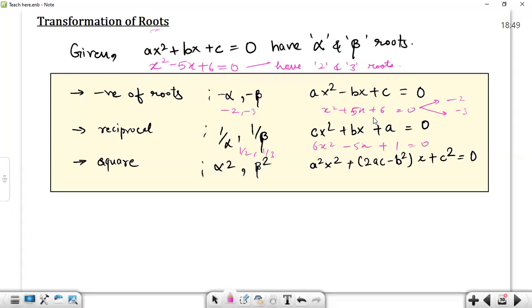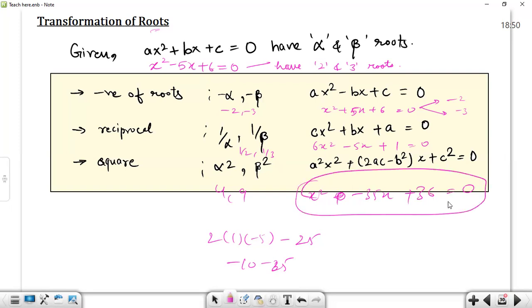Understood? If we have to find the quadratic equation in which the roots are squared, like 4 and 9, simply square the roots. A is 1 here, so x square plus 2ac, 2 into 1 into minus of 5, minus b square. B square is 25. Then -10 minus 25, that is minus of 35. So it will become x square minus 35x plus c square. What is c here? So this is the new equation.